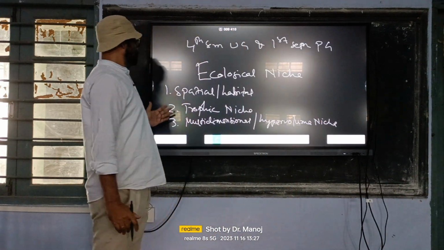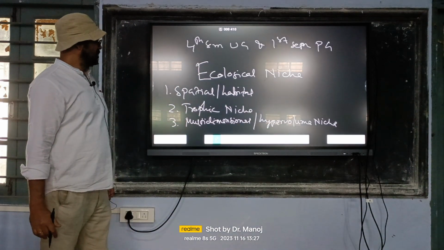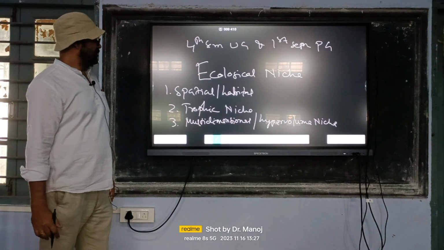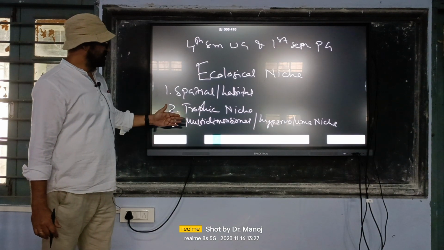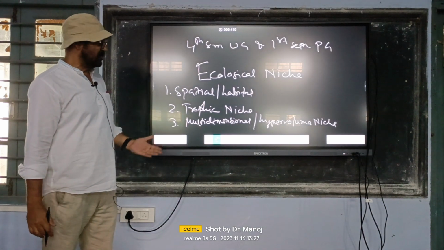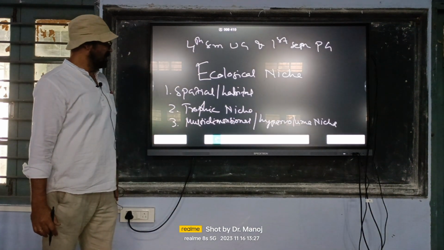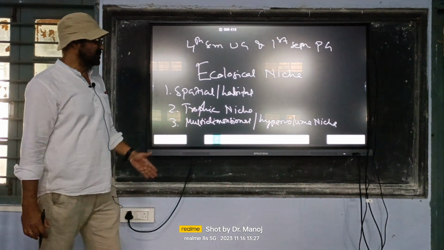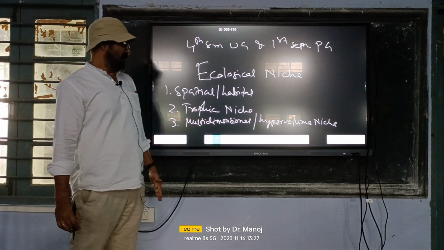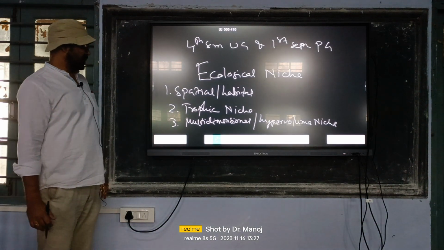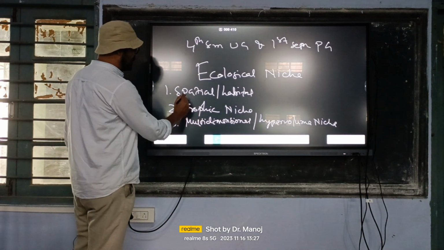So we have these three types of ecological niche: spatial niche, the physical space occupied by the organisms; trophic niche, their functional role in a community, particularly related to food activities; and multidimensional hypervolume niche, its position in the environmental gradients. So let me explain these three one by one. Spatial niche.